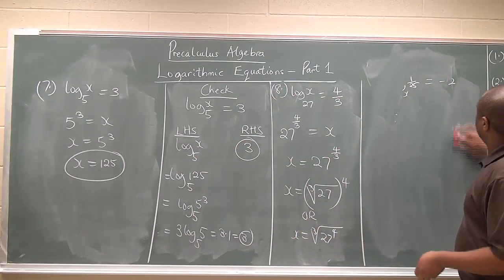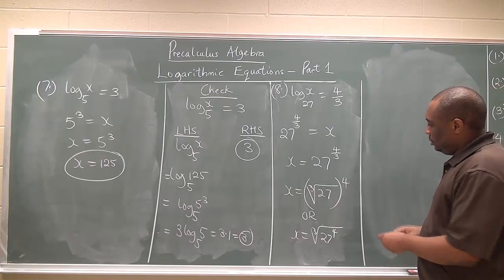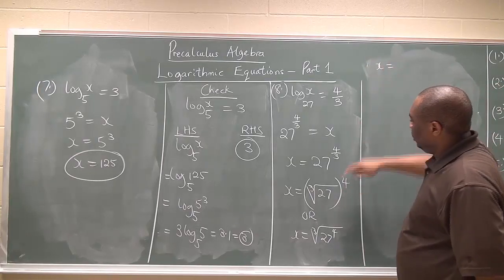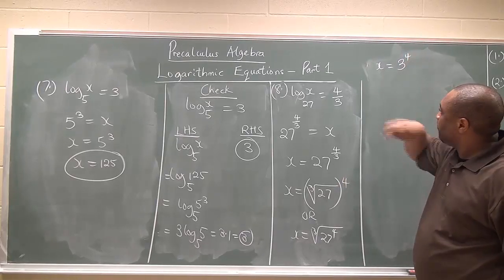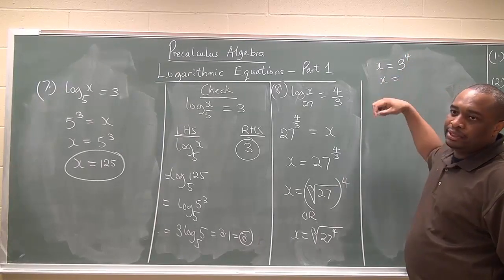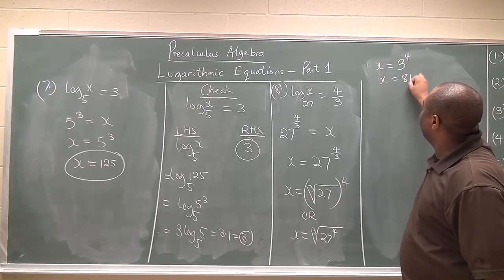Okay. Now, let's finish this question. If we use this, we see that x will be, the cube root of 27 is 3. So 3 exponent 4. 3 times 3, 9, times 3, 27, times 3, 81. x is 81.